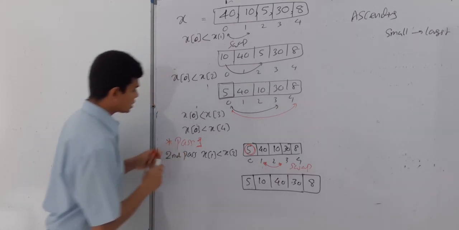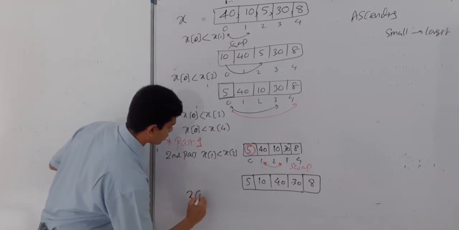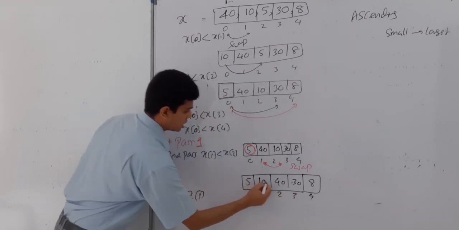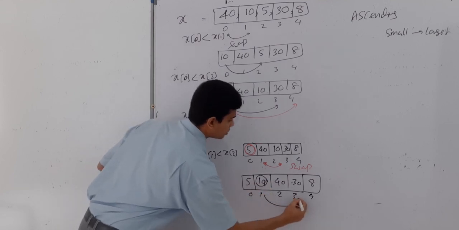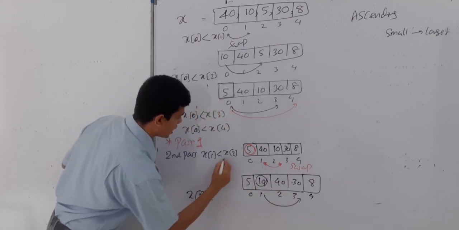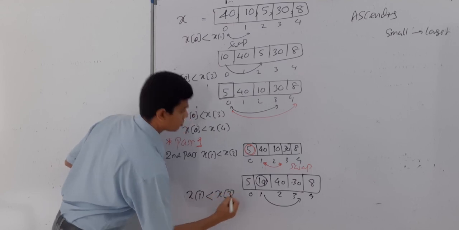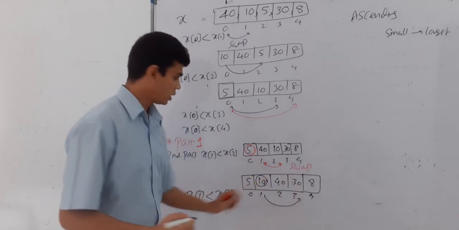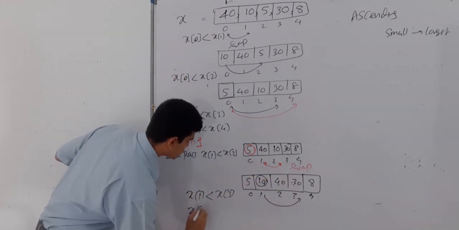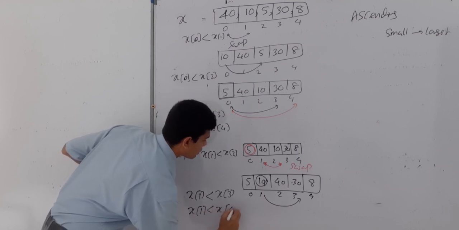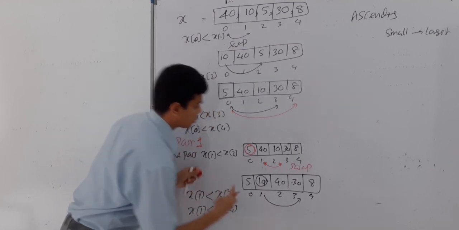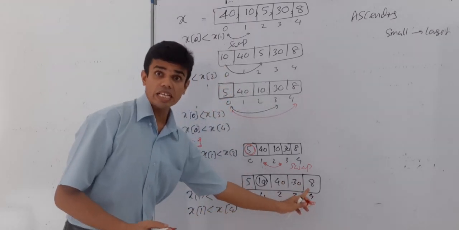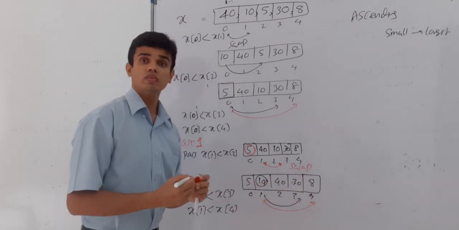Then, next comparison is x1 position. The first position is always compared now in the second pass. So, this is compared with the next number for the smallest. x1 less than x3, is it? No, I don't want to swap it. Why? It is smaller than this one. Fine. Then, I may compare the other number. x1 is going to be compared with x4. Should I swap it? Yes. Why? 8 is smaller than that. So, I am going to bubble that into the first position.